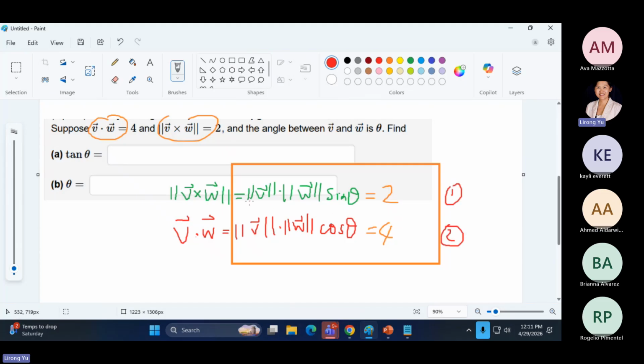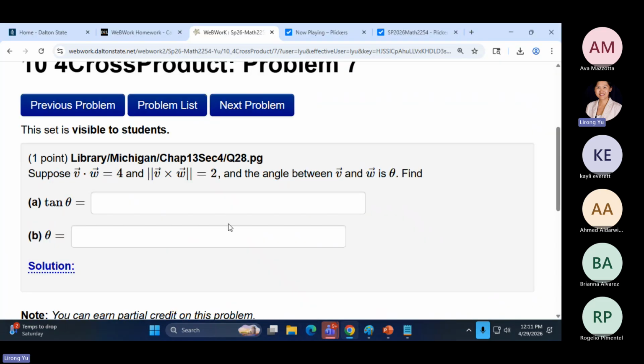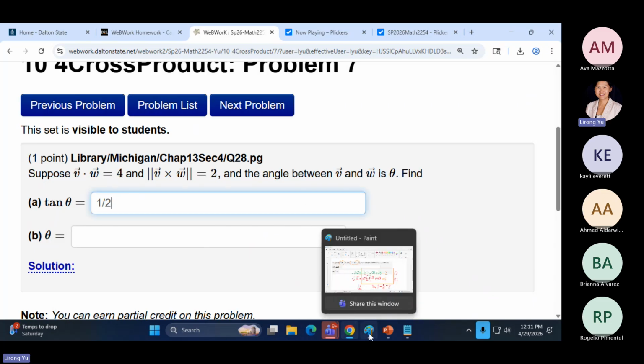But if we take equation 1 divided by equation 2, you will cancel the common factors. So we would end up getting tangent theta, because sin theta divided by cosine theta is tangent theta. So tangent theta equals 2/4, is what it says. And 2/4 is actually equal to 1/2. So all we have to do is take this number divided by that number, and that gives us the tangent theta.